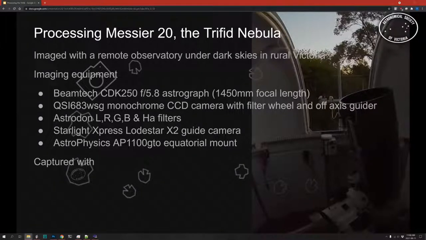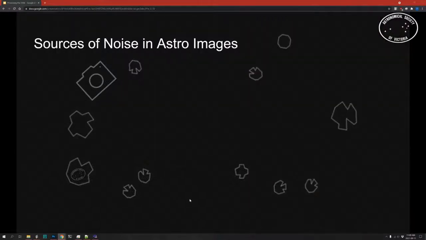I've got to click over here to move on to the next slide. What I'm going to talk about today really is how we manage noise in astro images. So we're going to talk about the sources of noise in astro images, and then we'll get around to how we mitigate those noise sources.